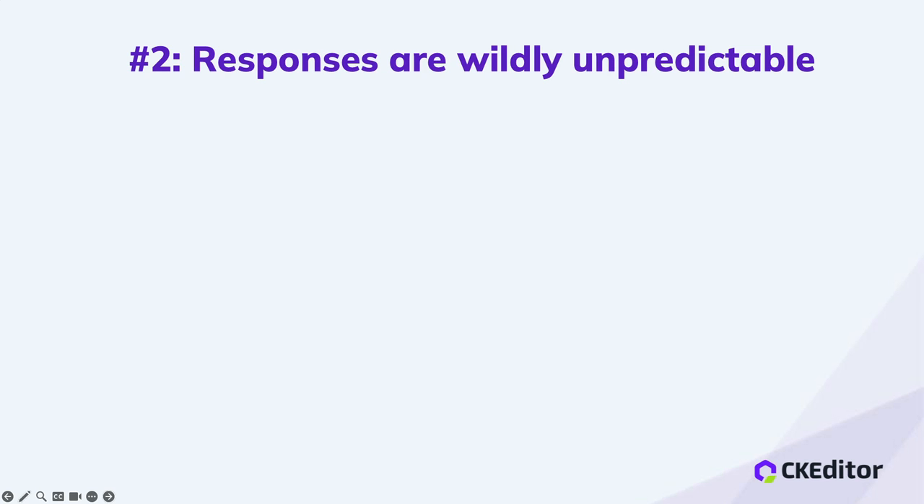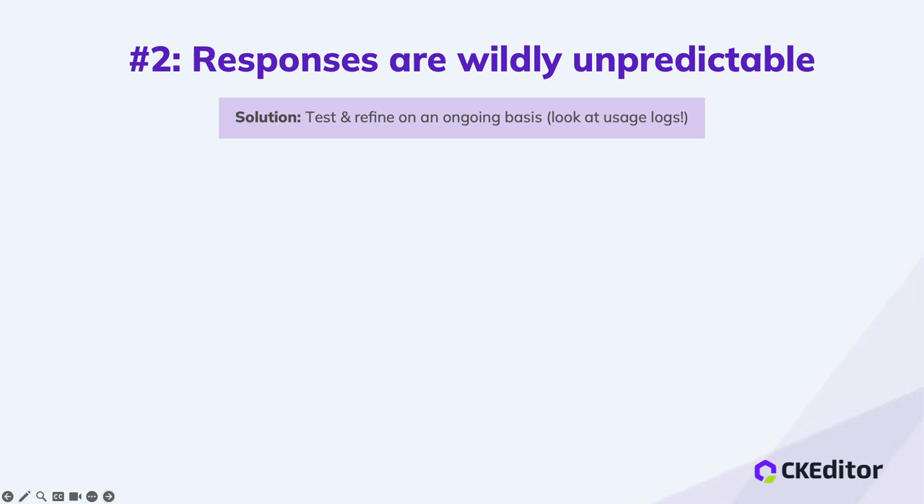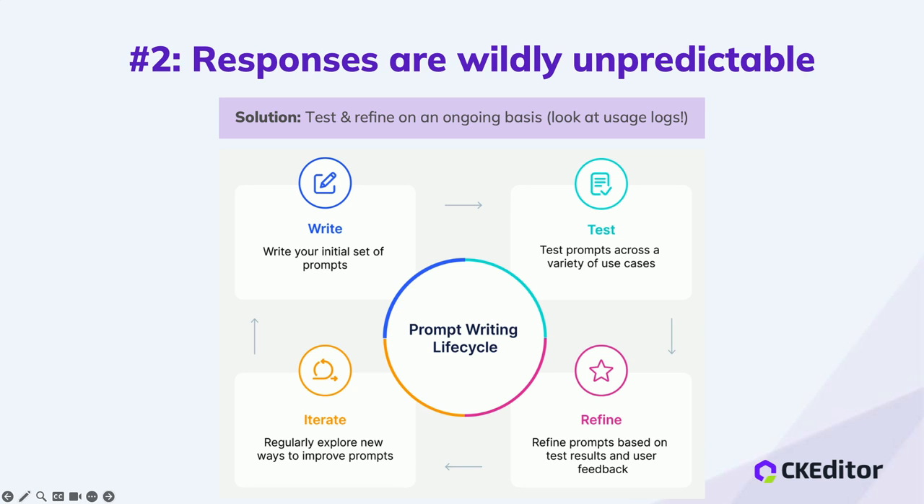Well, you do something similar to what we just did in the previous round. The solution is to test and refine on an ongoing basis. Of course, make sure you're looking at your usage logs to avoid any kind of high usages. This is a prompt writing life cycle based on some of my conversations with the PM. First, they write an initial set of prompts, and some of these are already available online. Today, prompt engineering is super popular, so go grab something that's already existing.